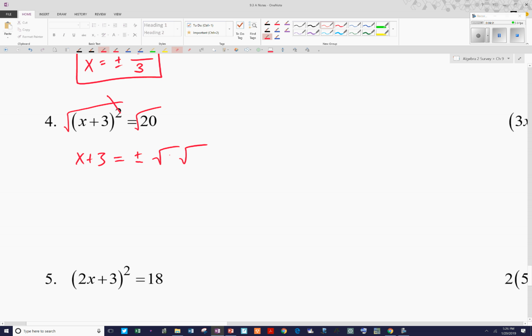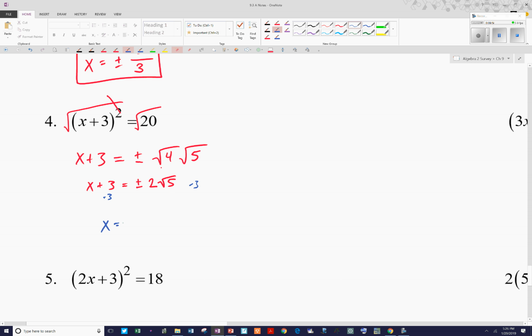A value that goes into 20 that's a perfect square is 4. And then the other factor would be a 5. So what this is then on the right side there is positive or negative 2 square roots of 5, because the square root of 4 just became that 2. Now, we do not need to set up two separate equations here. We're going to just leave this as one nice little package where I'm going to now subtract 3 from both sides.